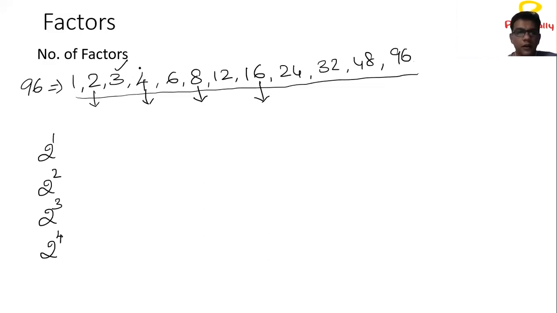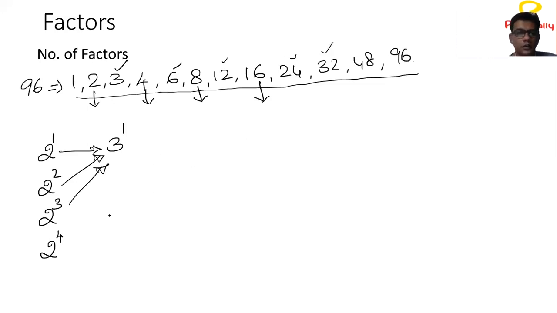Then you have factor 3, which is 3 power 1. Then you have a 6 here, and 6 is nothing but 2 into 3. Then I have a 12 here. 12 is nothing but 4 into 3. So 2 into 3 gives me 6. 4 into 3 gives me 12. And then I have a 24 here, and 24 is nothing but 8 into 3.